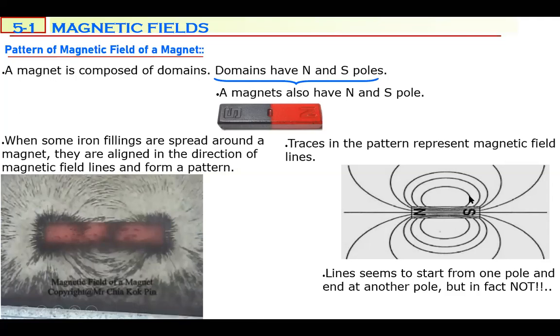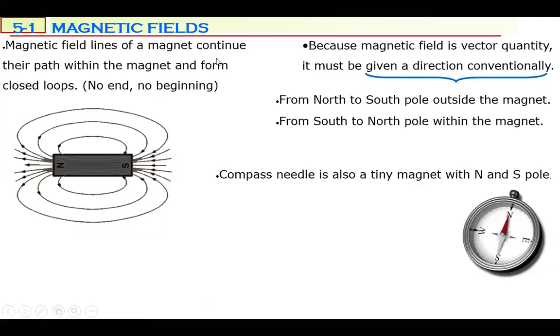So if we make a model for magnetic field lines, this trace pattern represents magnetic field lines, and the model is going to be like this. The lines seem to start from one pole and seem to end at another pole, but in fact they do not. These lines are forming closed paths. Magnetic field lines of the magnet continue their path within the magnet and form closed loops.